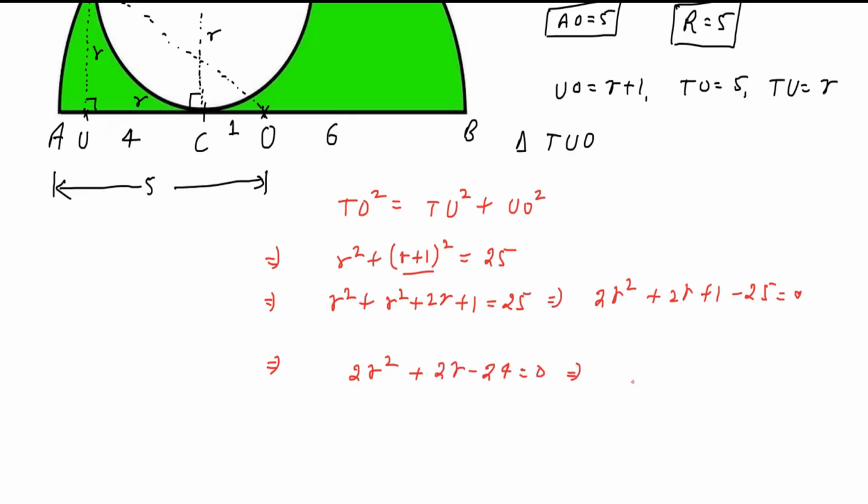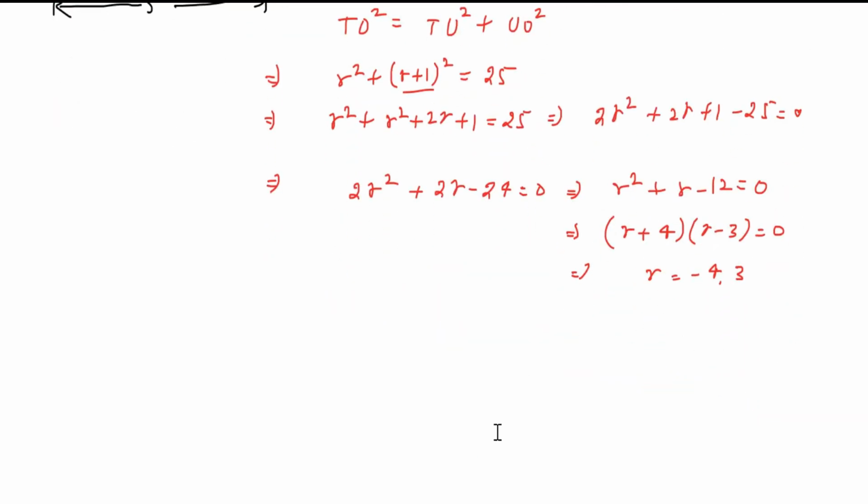Further, if we divide this equation by 2 on both sides, we will have r square plus r minus 12 equal to 0. So the factors of the left hand side will be, in fact, (r plus 4) and (r minus 3), and on the right hand side we will have 0. So from here we can conclude that the value of r will be either negative 4 or 3. So here r is nothing but the radius of the smaller circle, that means it cannot be negative. So from here we have the radius of the smaller circle, that is r is equal to 3 units.